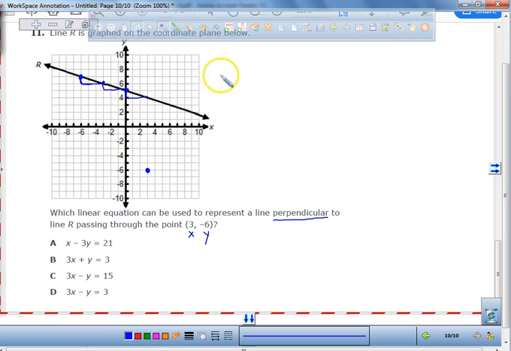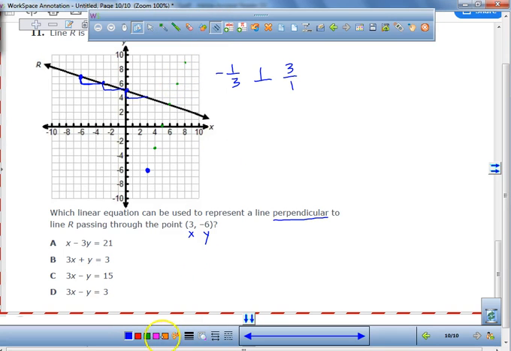So right now, what's the slope of the original line? Negative 1/3. What slope is perpendicular to that, Gracie? Just 3, so 3 over 1. That's what's perpendicular to it. So our new line has to have a slope of 3 over 1. From this point, go up 3, over 1, up 3, over 1, up 3, over 1. Draw in your new line that goes through the point 3, negative 6. This is the line that you need to find.